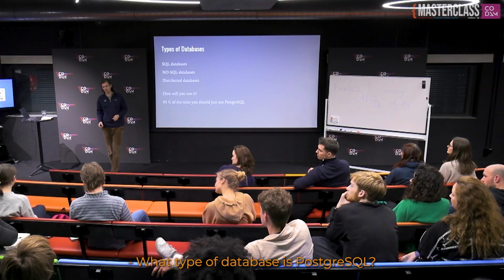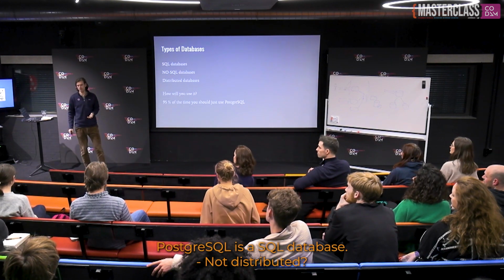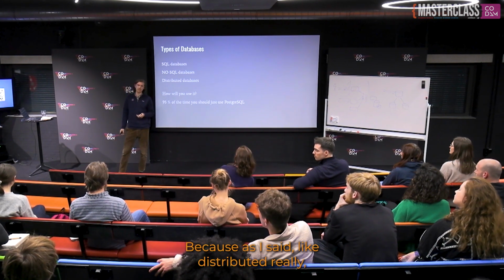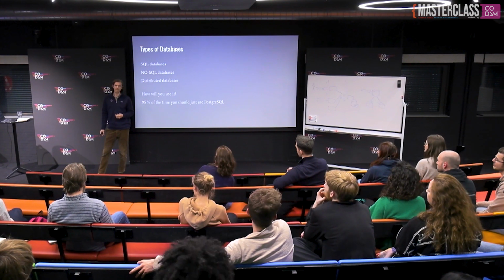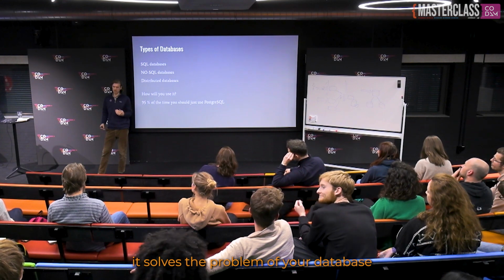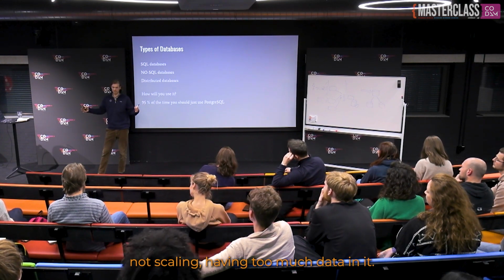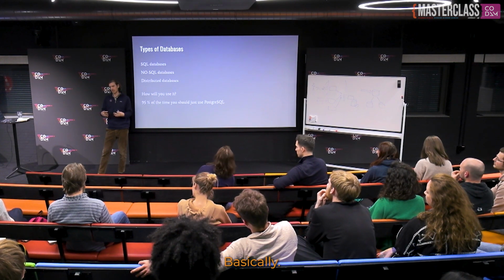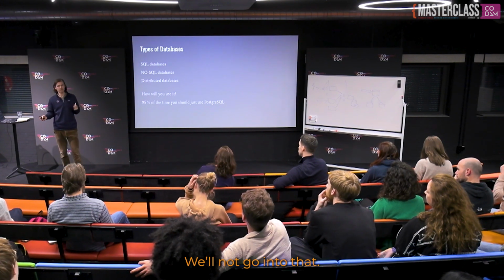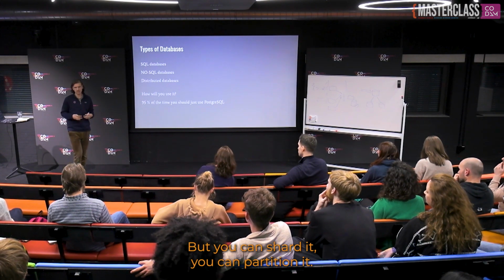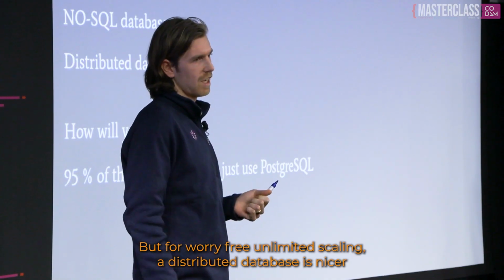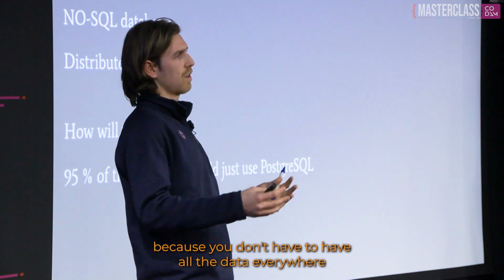What type of database is Postgres? Postgres is a SQL database. Not distributed. Not distributed, yes. Okay. Because as I said, maybe I'm missing something here, but for me, distributed solves a problem of your database not scaling, having too much data in it, basically. And you can partition it, of course. Well, we'll not go into that, but you can shard it, you can partition it. There's other tricks to do this, but for worry-free, unlimited scaling, a distributed database is nicer because you don't have to have all the data everywhere.